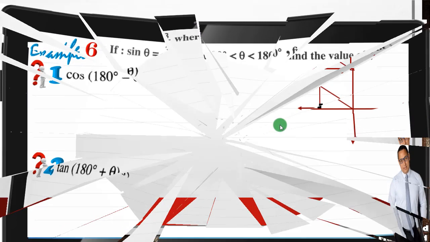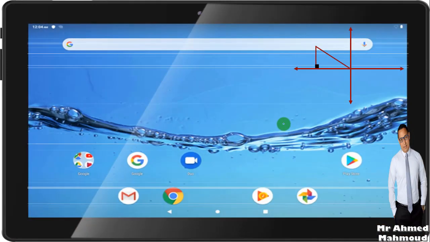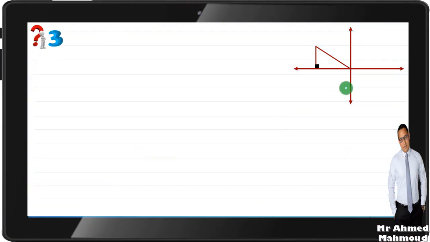Next, by using the same example, the required number 3. Remember with me, this one was 3, 5, negative 4.